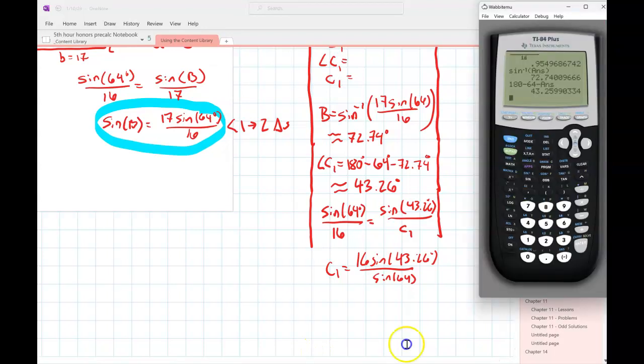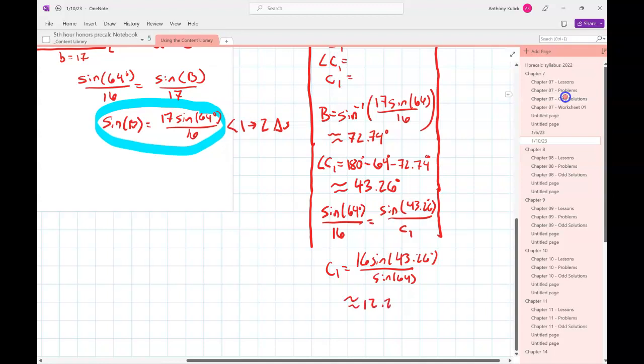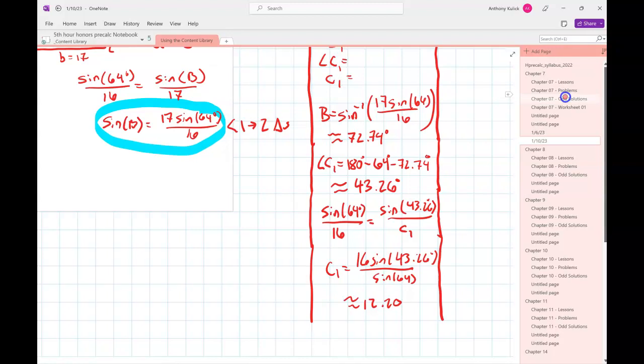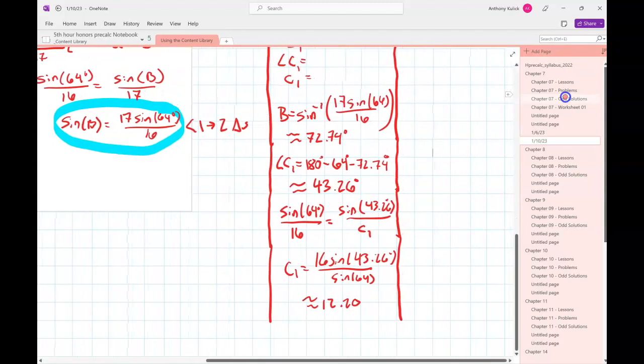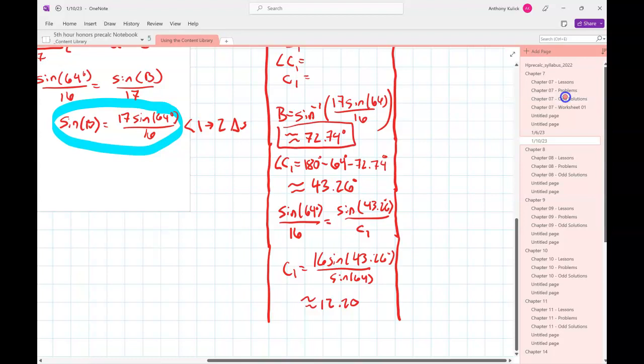And then last time on the calculator for this set of answers, and then we'll go to the other set. Again, I'm going to use that ANS command, so I take all the decimal points with me of that previous one. Again, not super necessary that you do that, but you'll get a little bit more accurate answer. So that's about 12.20. So those are my 3 answers there.